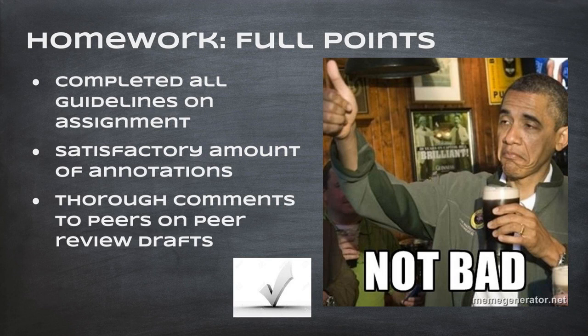There are 3 possible types of scores you could receive on your homework. You could get full points, which means that you've completed all the guidelines on the assignment, you did the satisfactory amount of annotations or note-taking, and you made thorough comments to peers on peer review drafts.